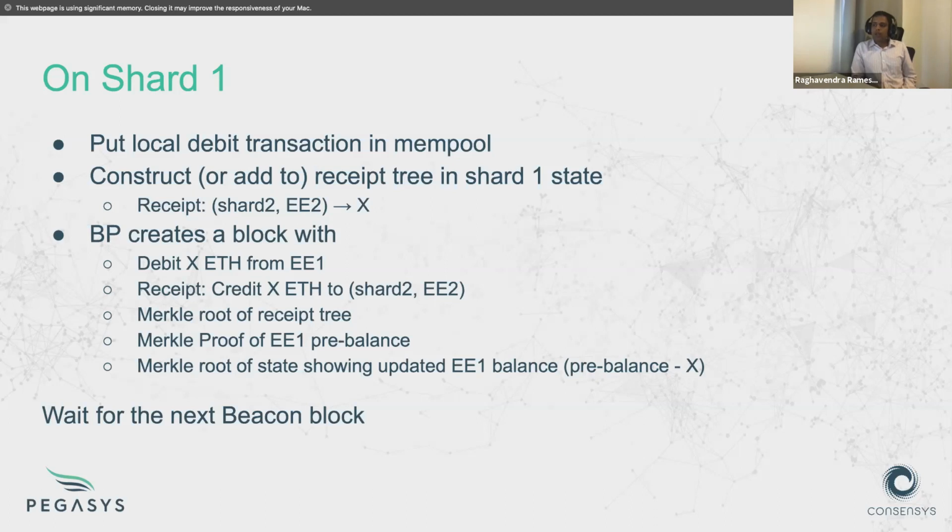And then, just to ensure that the receipt trees are maintained and not tampered with, he'll have the Merkle root of the receipt tree, and the updating of the E1 balance is happening correctly. So we'll have the Merkle proof of the E1 pre-balance and also the Merkle root of the state showing the updated E1 balance in this block. And the application waits for the next beacon block, which will include the cross-link for the updated state on shard 1.